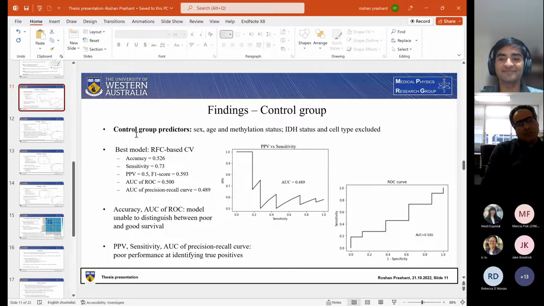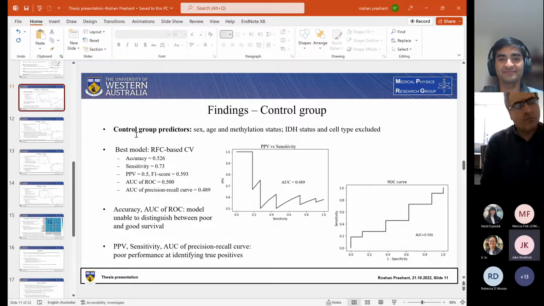Yeah, so there's a possibility that with a larger sample size and these clinical variables included, this particular control group model could become more predictive. Yes. But you did the best that you could with the sample size that you had.